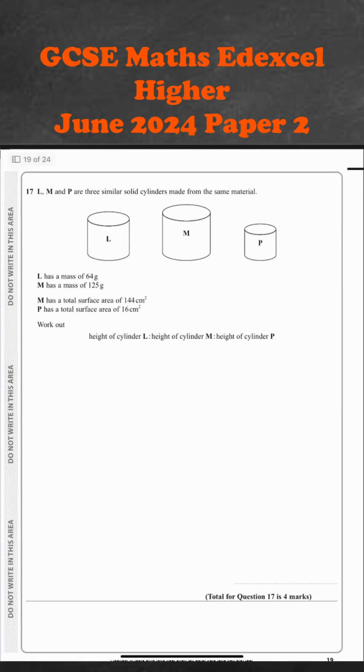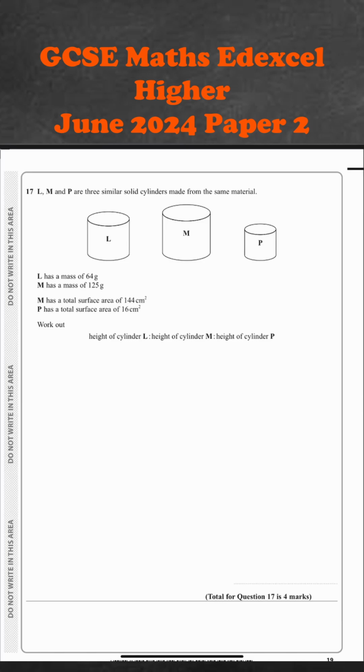Question 17. L, M, and P are three similar solid cylinders made from the same material. L has a mass of 64, M has a mass of 125, M has a total surface area of 144, P has a total surface area of 16. Work out the height of cylinder L compared to the height of cylinder M compared to the height of cylinder P. This is a question all about ratios.